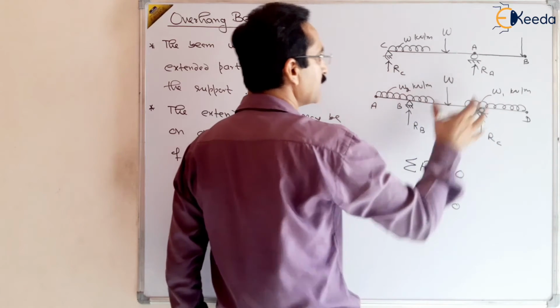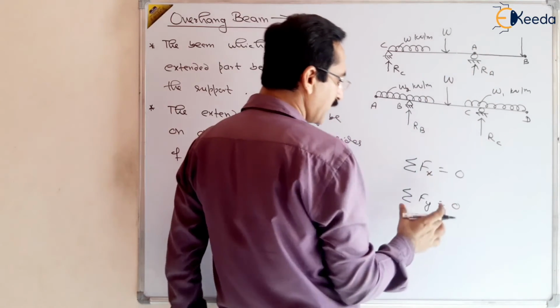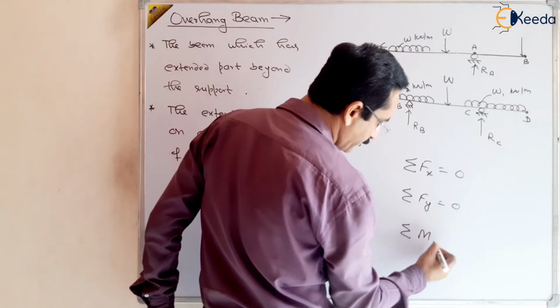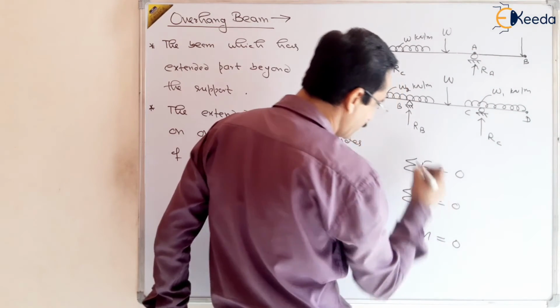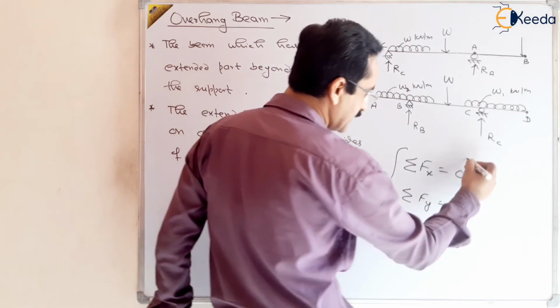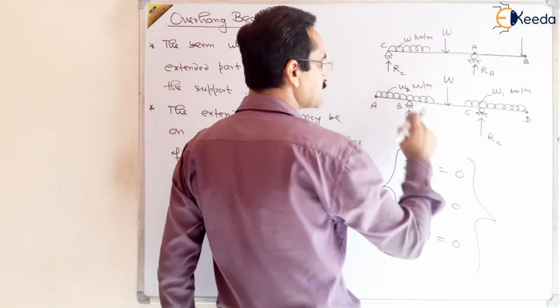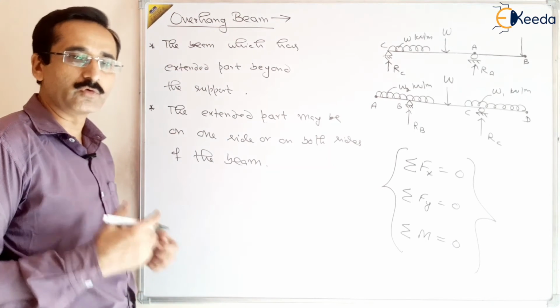So whatever is given, we have to find the forces in downward and upward direction, and the sum of the forces should be equal to 0, and the sum of the moments about the hinge point or roller point should be equal to 0. So these three conditions should be satisfied for solving the reactions at the supports, right? So this is the case of overhang beam.